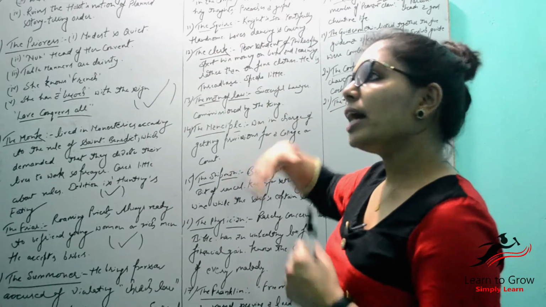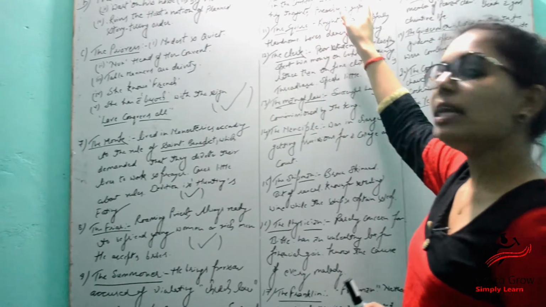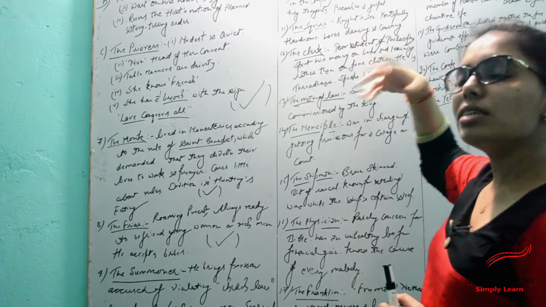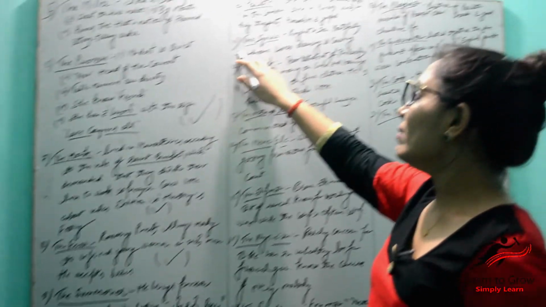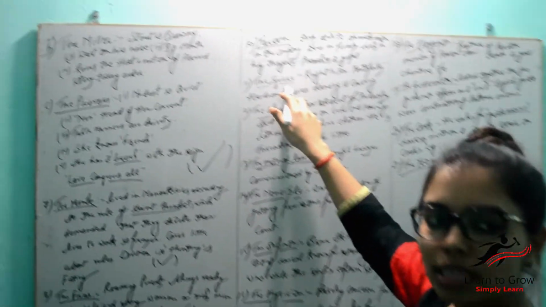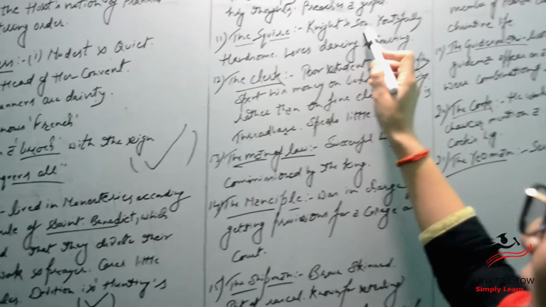Means these characters are kind of contradictory to their profession, but he is a true man to his profession. He lives in poverty, and he is rich in holy thoughts, and he preaches the gospel. Then the 11th one is the squire. Squire is the son of that knight which I had described you earlier. He is a knight's son.